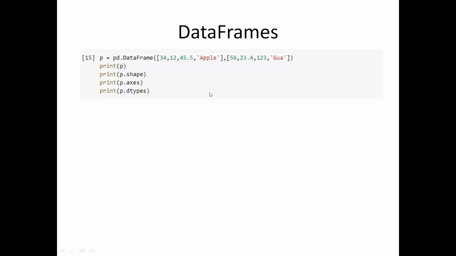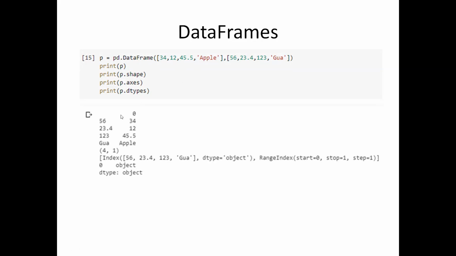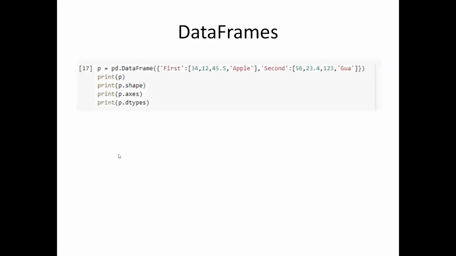Now we'll take another example. We have another data frame which consists of heterogeneous data. I have integer, I have float, and I have string also. So I have one list which consists of this, another list which consists of this. When I'm printing the result, all the values I'm getting here: 56, 23.4, 123, and guava. And the same way I'm having the result 34, 12, 14, 40.5, and apple. And what is the shape of my result? 4 rows, and I'm having 1 column. So this is all about the data frame.